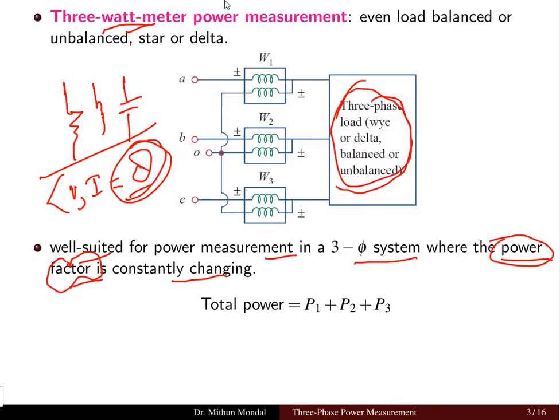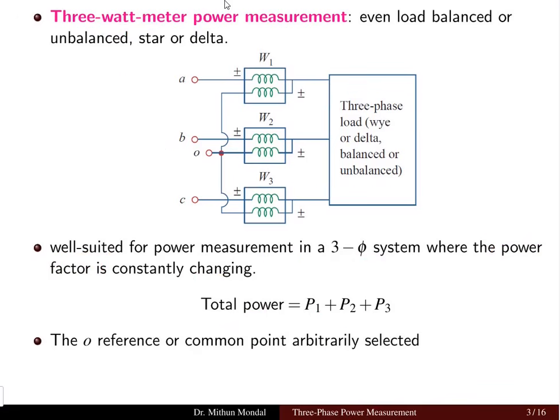If the load is constantly changing, then it is better to measure the power in individual phases one by one using this wattmeter, and then find the total power as the sum of P1 plus P2 plus P3 in all the 3 phases. Now note here there is a reference point O. This reference point is the common point, and this point can be arbitrarily selected. You can arbitrarily select this point O, and this has a very important function in power measurement.